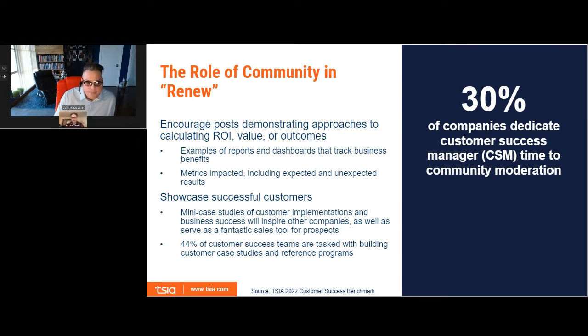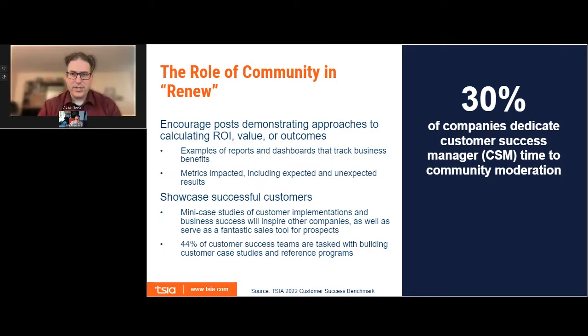Well, those are really good points, and having the CSMs involved is something that we're seeing more and more people do, but certainly it's not happening as much as it can be.